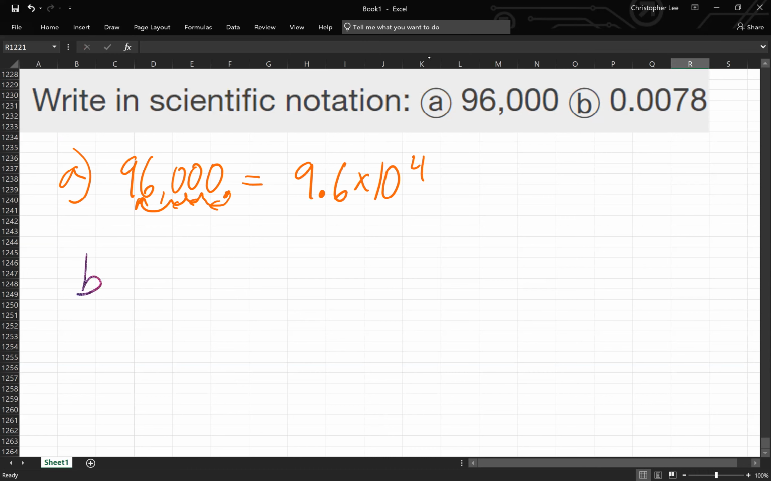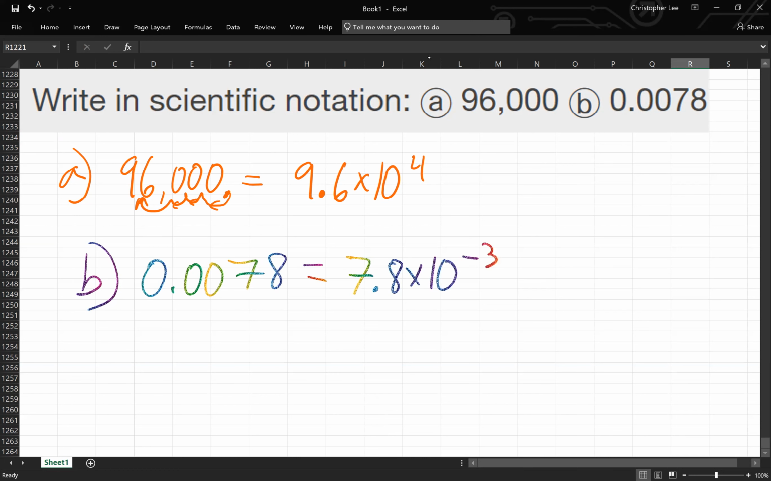All right, let's look at B. So I got 0.0078. What's that answer gonna be? 7.8, very good. 10 to the negative 3 power. I could tell you a STEM major. That was good.